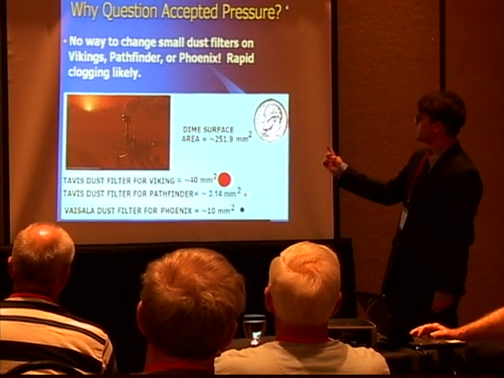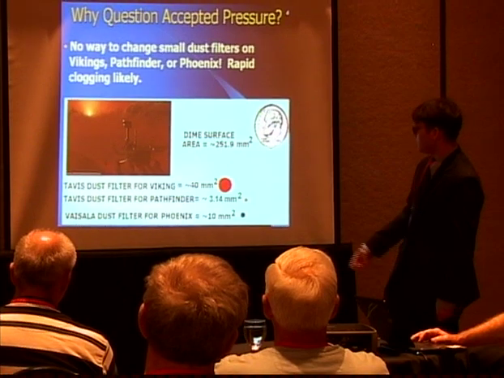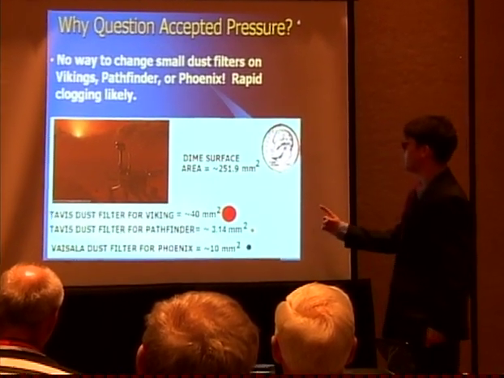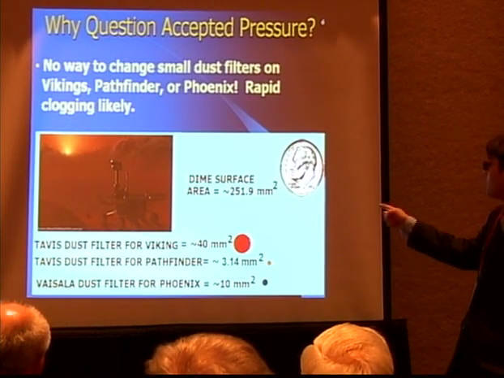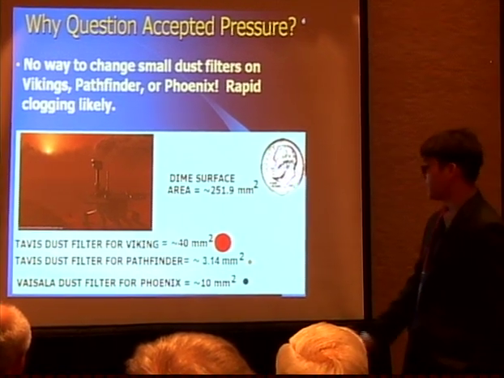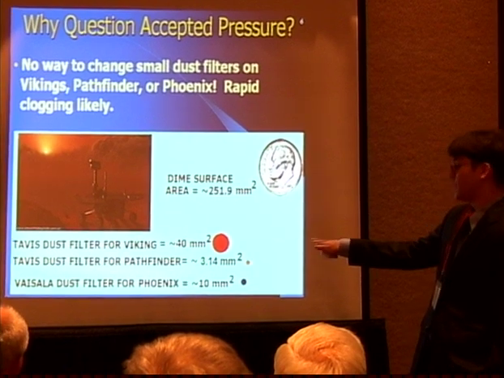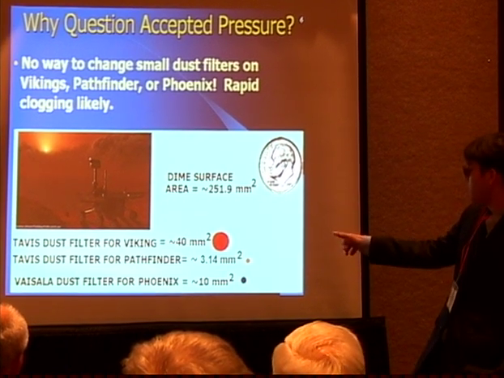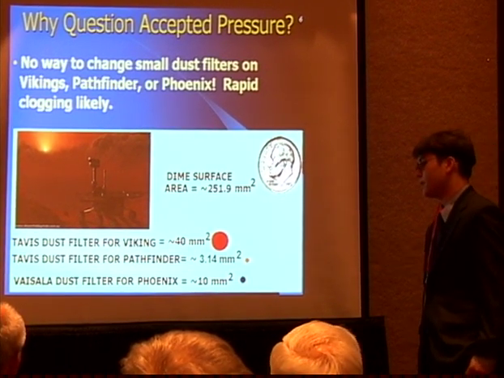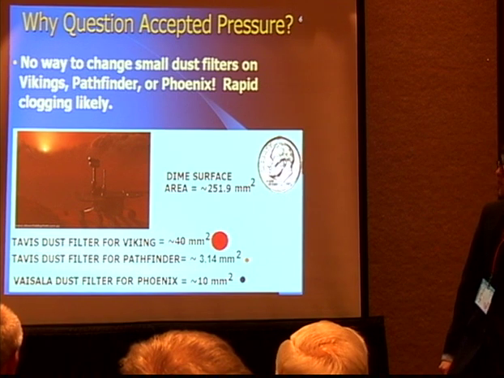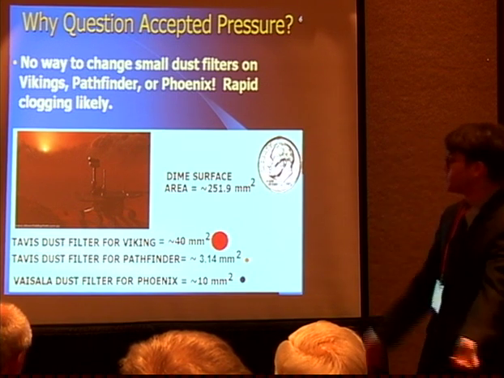So why would I think these would clog? Well, first of all, the cross-section of the dust intake tubes is very small. If that were a diamond surface area, the Viking landers would have the 40 square millimeter dot there. And for Pathfinder, the internal area would be about 3.14, and the one on Phoenix would be about 10. Very small. The dust, next.